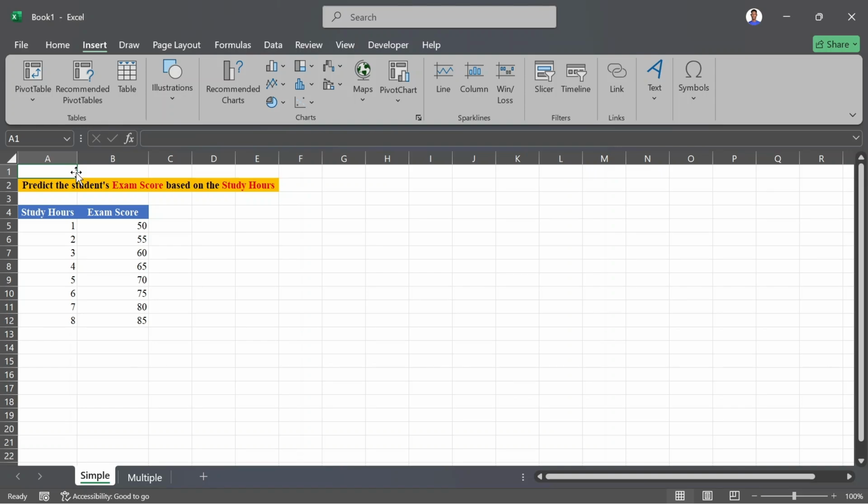So today we are going to look at how to compute the regression equation using Excel and use it for prediction for the simple linear regression and the multiple linear regression. So kindly stay with me.